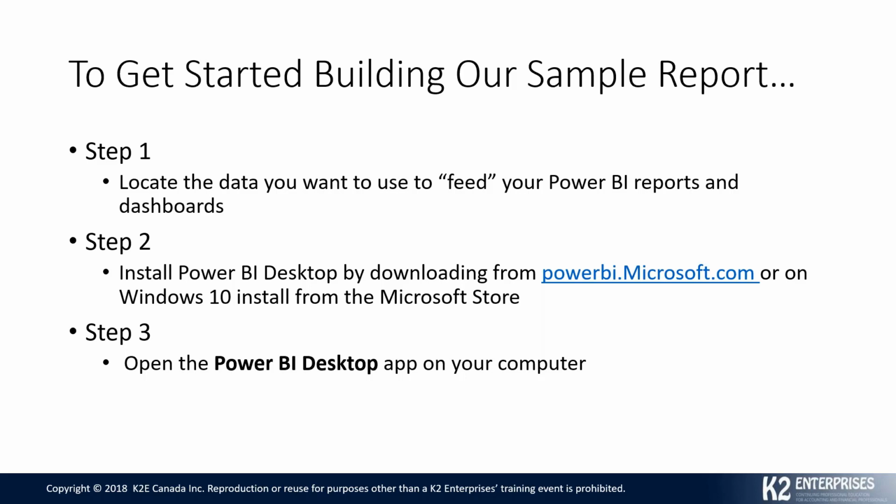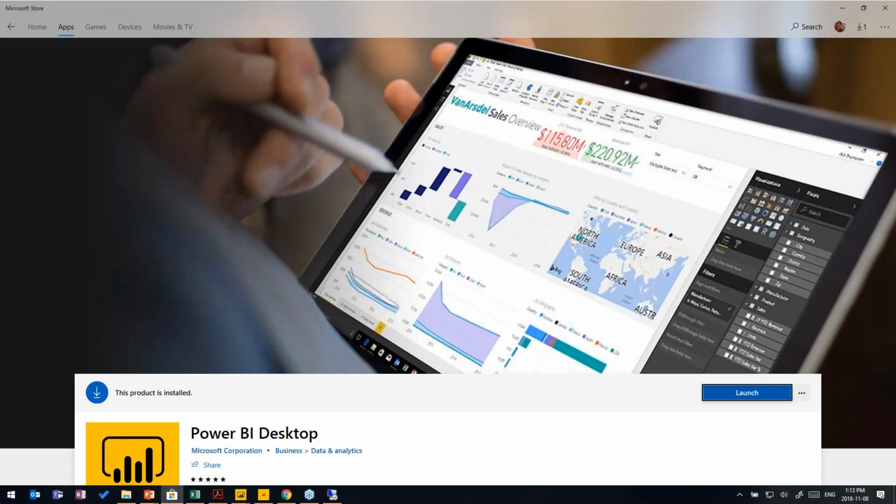I've already installed the Power BI desktop app. It is available at powerbi.microsoft.com. But if you're on Windows 10, I would recommend that you go to the store and pick it up. The advantage of getting it at the store is that it will automatically update. And this application, which came out in July 2015, has had a significant update every month since then. So if you do have Windows 10, as you can see, I've installed it. This product is installed down here in the corner.